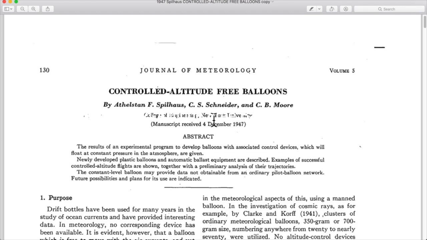Let's continue our informal exploration of interesting balloon science papers. This is going to be part 3 of one of my favorite papers, Controlled Altitude Free Balloons. This paper is from 1947.